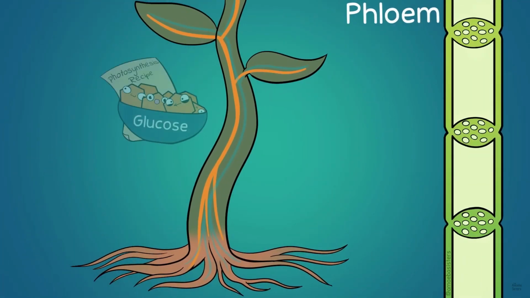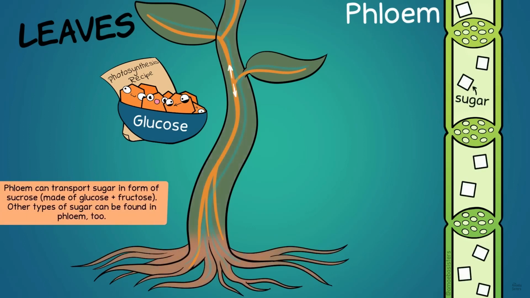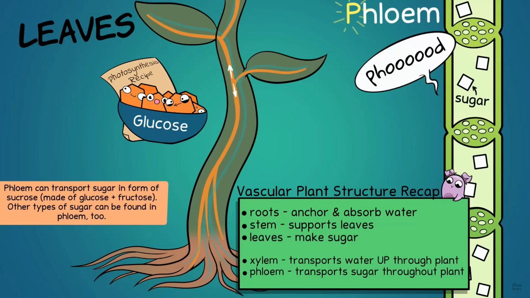Now the other vascular tissue, the phloem. So recall that glucose, a sugar, is typically produced in the leaves during photosynthesis. All the plant cells will need sugar. Sugar is the plant's food source. The phloem carries sugar from the leaves, where it's generally made, throughout the plant. By the way, the word phloem might start with a P, but it does have the same F sound that food has, so it helps you remember that it carries the plant's food.